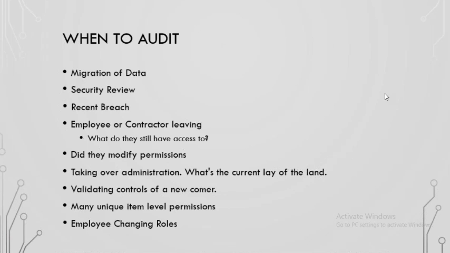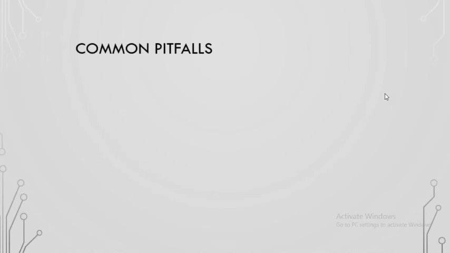Another thing is if you have an employee changing roles, right? Maybe they don't need to have access to the old sensitive information anymore because they have a new, completely different role. And the common pitfalls that we see over and over in SharePoint is a person is still in a nested group, right? Somebody is in a nested group, and that's why they have access, even though you may think they don't have access, right?